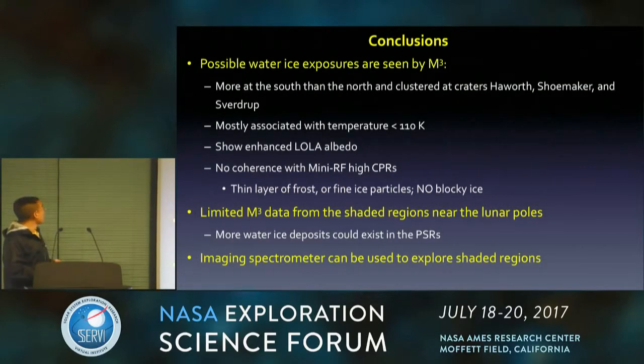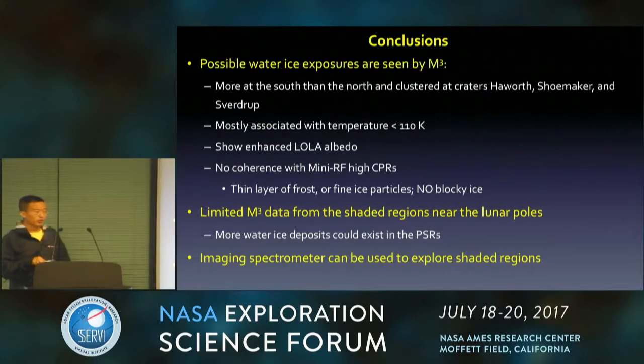In conclusion, we see possible ice exposures using M-cube data, with more exposures at the South Pole than the North Pole. In the south, they cluster at the craters Haworth, Shoemaker, and Sverdrup, and are mostly associated with temperatures less than 110 K, and also show enhanced LOLA albedo. We don't see coherence between exposures and Mini-RF high CPRs. This suggests either the ice is thin, or the particle size is very fine and mixed with regolith, or there is no blocky ice.